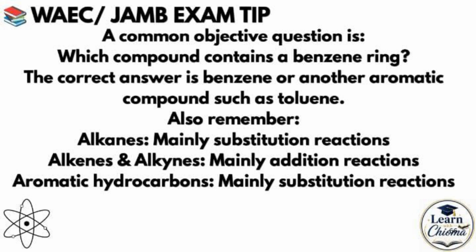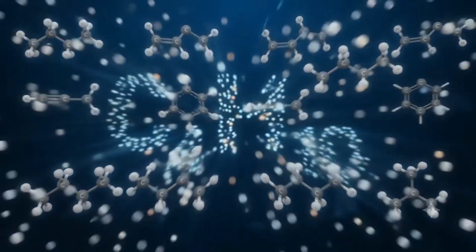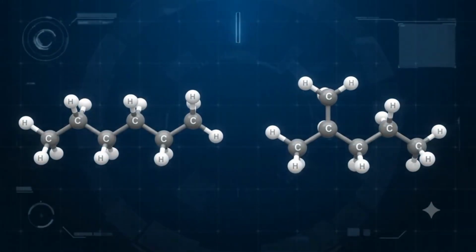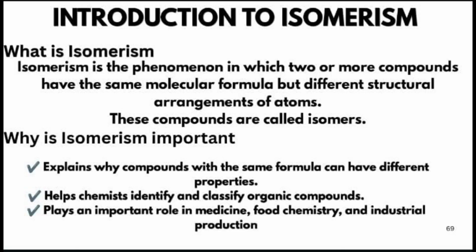We've successfully explored the major families of hydrocarbons. Now, let's move into one of the most interesting topics in organic chemistry, isomerism. This concept explains how compounds can have the same molecular formula yet behave differently because of how their atoms are arranged. Sometimes, two compounds can have exactly the same molecular formula, yet they are not the same compound. How is that possible? The answer is isomerism.